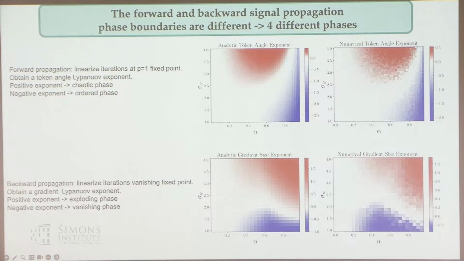Okay, now this is the numerically computed token angle exponent from simulations, right? And you can see that there's a really nice qualitative match here, okay, between both for the forward propagation from here to here and the backward propagation from here to here, okay? All right, so now that's great, but now what does this have to do with the trainability of transformers?